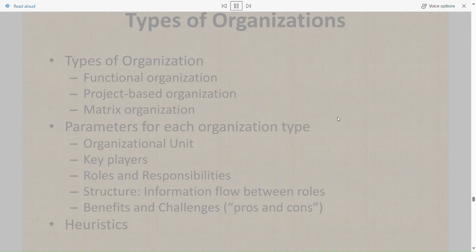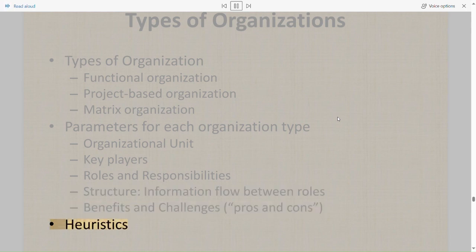Types of organizations. Types of organization: functional organization, project-based organization, matrix organization. Parameters for each organization type: organizational unit, key players, roles and responsibilities, structure, information flow between roles, benefits and challenges, pros and cons.